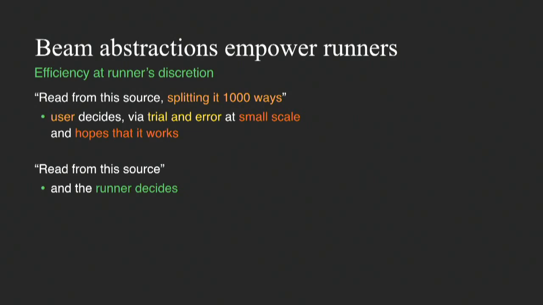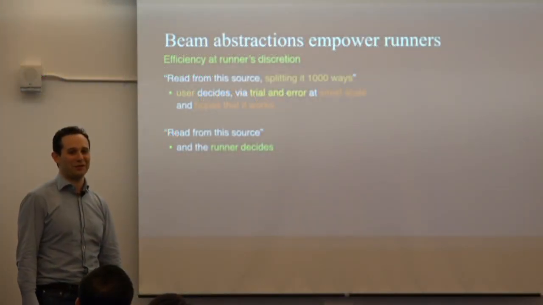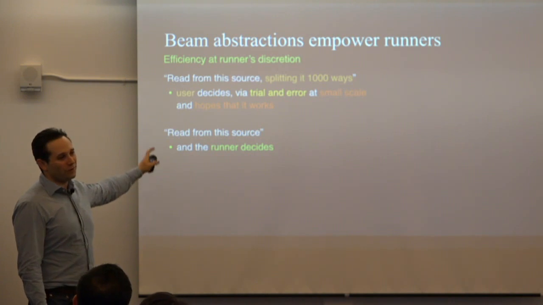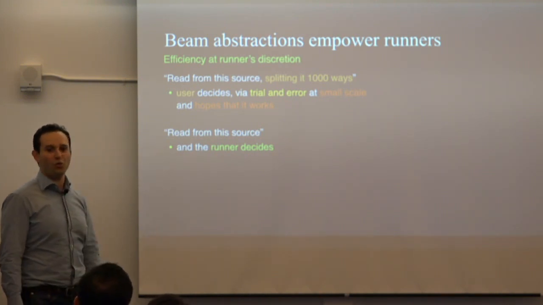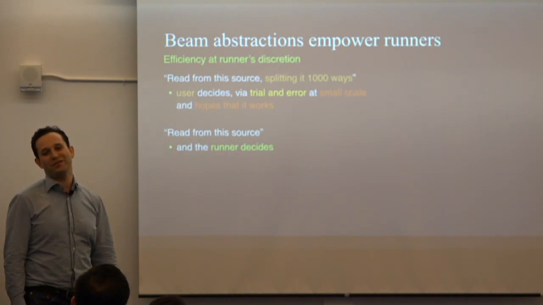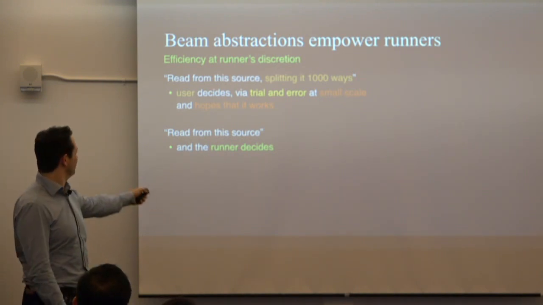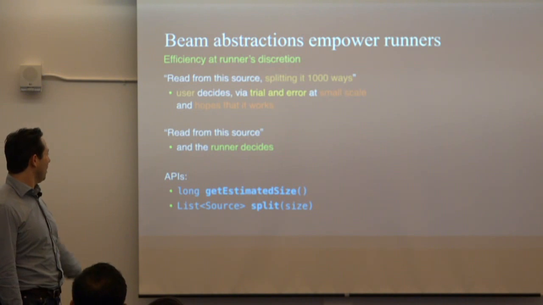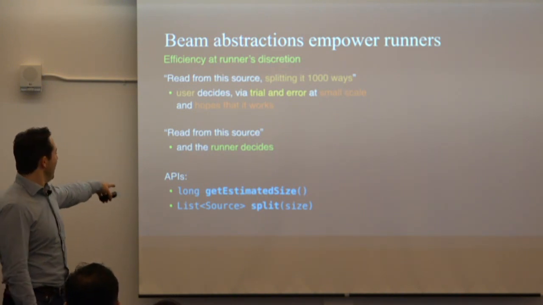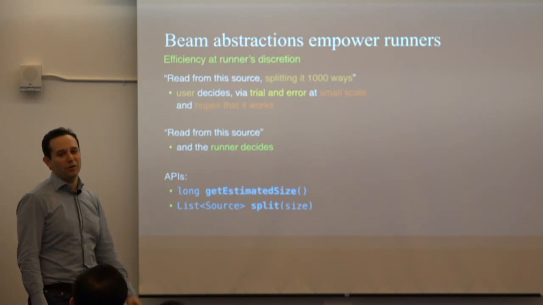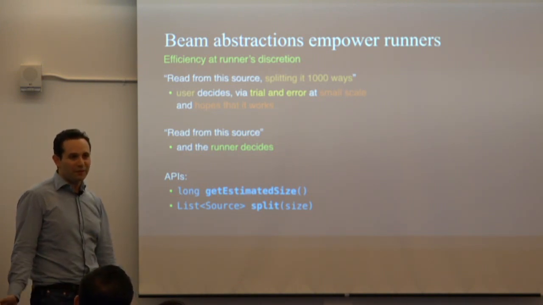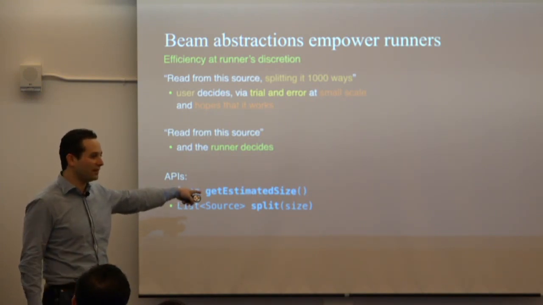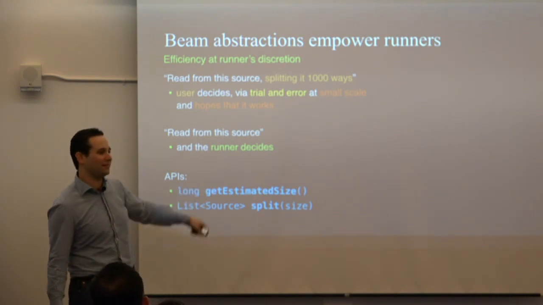And then that works for maybe 6 months until their input data changes shape, and now their old configuration is bad, and there's another cycle of trying to tune this thing. What we would encourage in Beam instead is that the user just says, read from this source, and the runner figures out how to do so efficiently. There are some APIs for runners that enable that. On source, there's a get estimated size, and there's a split method where the runner can call the source and say, split yourself into a bunch of shards, try to keep each shard around this size. The runner gives the source a target size, and the source splits itself and returns a list of sources.